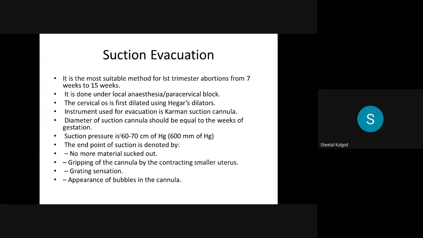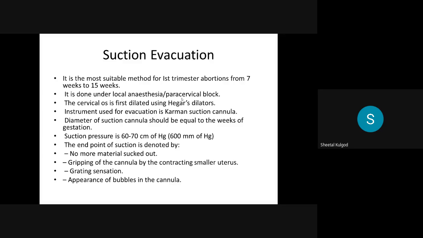The next method available for termination, especially in the first trimester, is suction evacuation. It is the most suitable method for first trimester abortions from 7 weeks to 15 weeks. It is done under local or paracervical block, but in our day to day practice, most of the time we use a short GA, and an anesthetist is always involved in the procedure, especially where available.